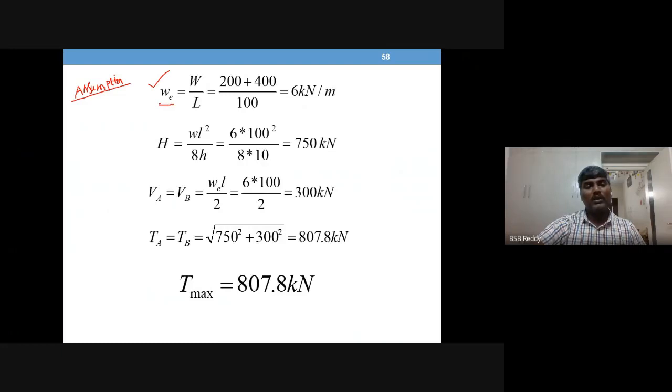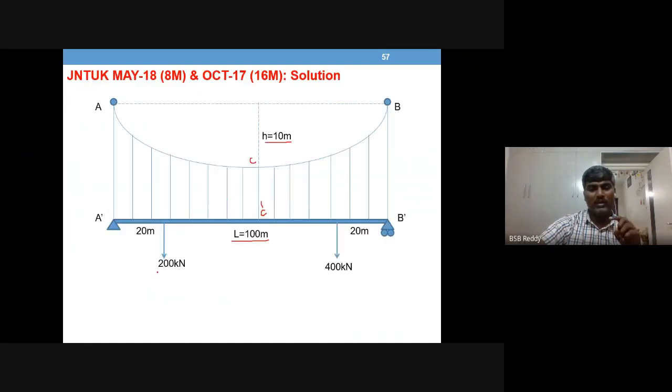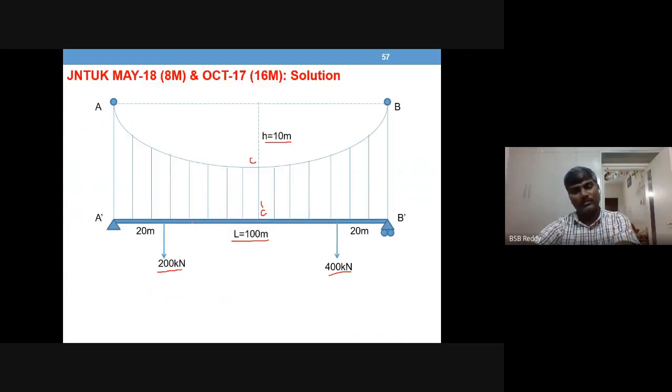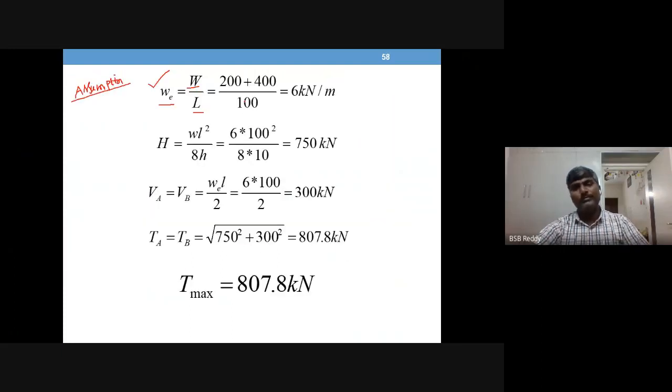So your first calculation is to calculate the equivalent UDL. What is the total load acting on the girder? 200 plus 400, so 600 is the total load, divided by the total span of the girder, 100 meters. The total 600 divided by 100 will be 6 kilonewton per meter.